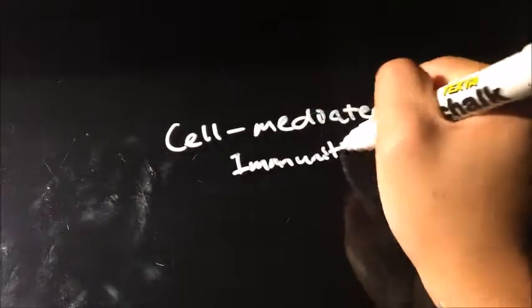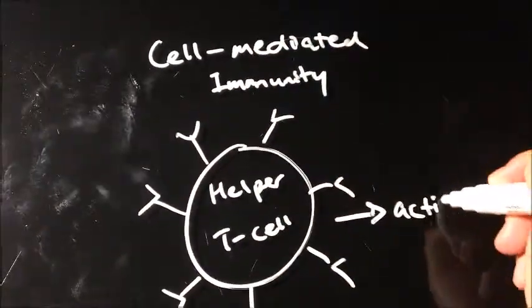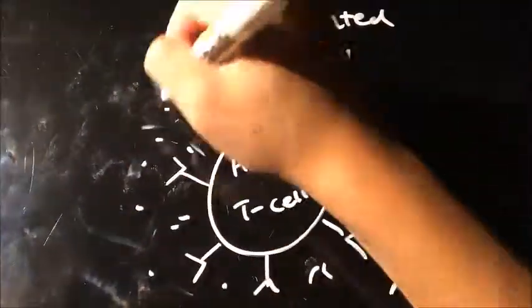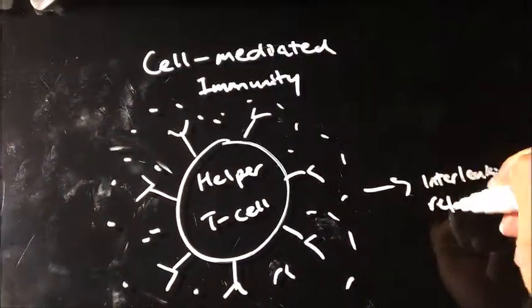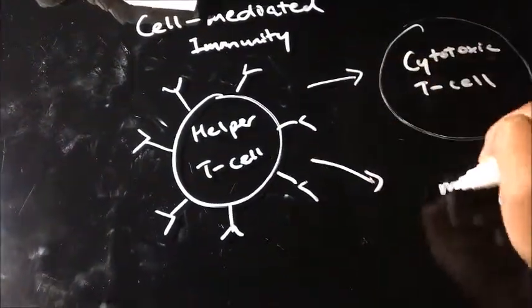Cell-mediated immunity. Cell-mediated immunity begins with the helper T cell activating, and then releasing the chemical interleukin-1. The helper T cell then splits into a memory T cell and a cytotoxic T cell.